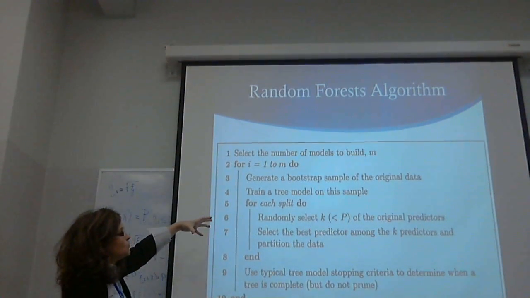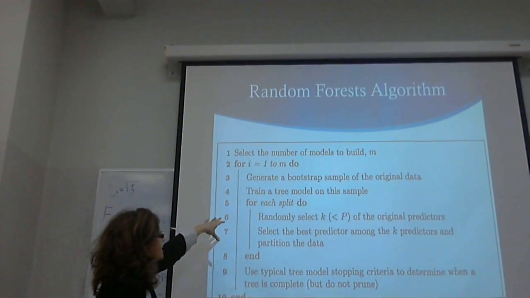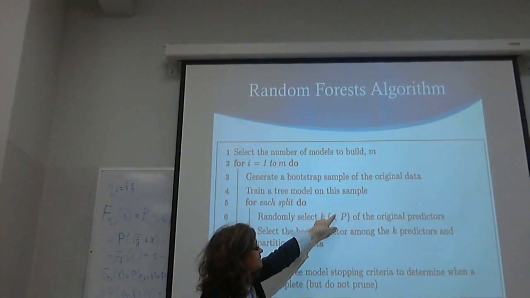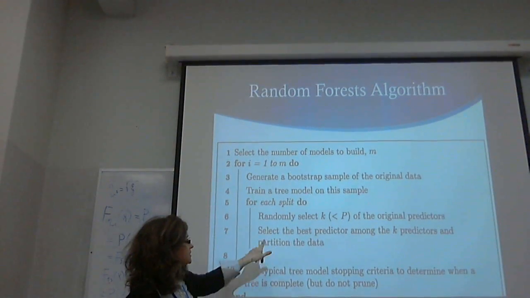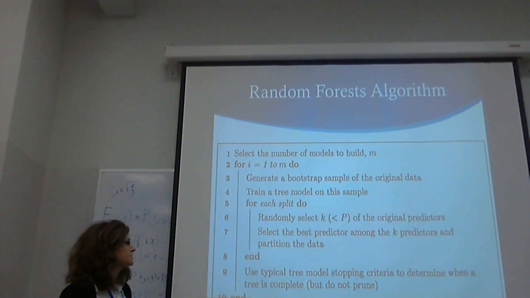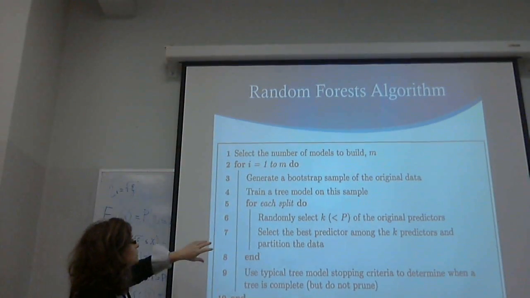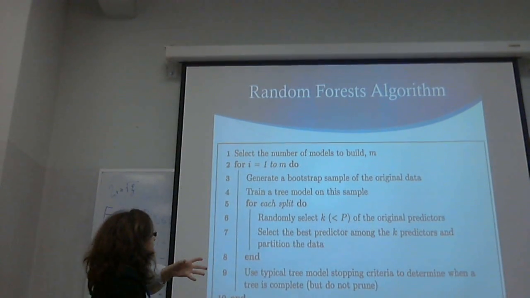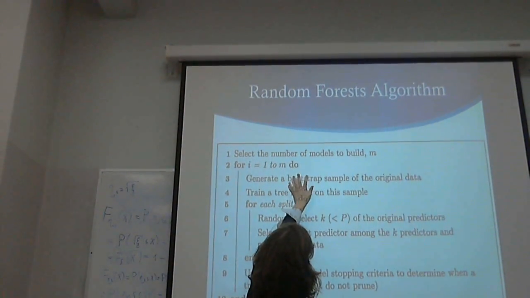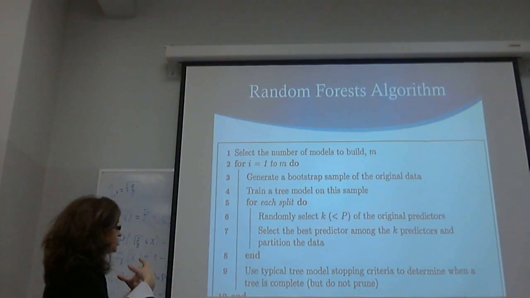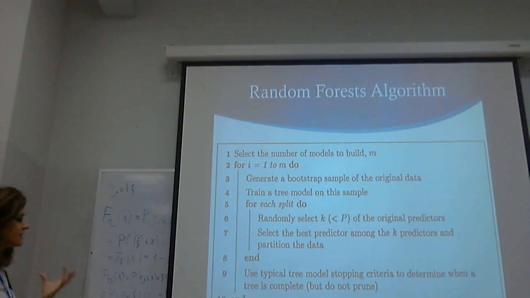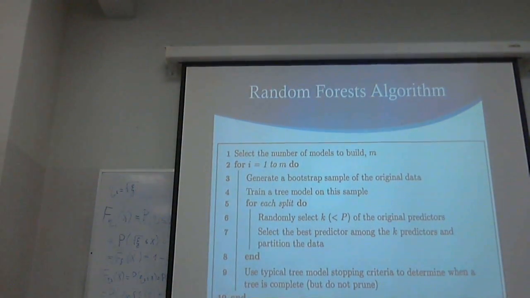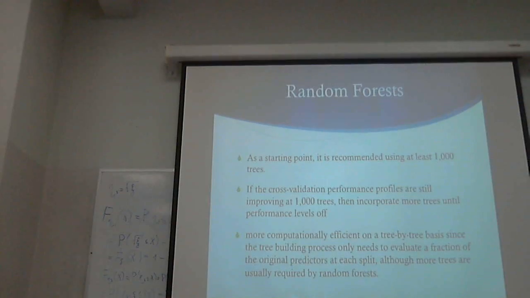So now we're not only playing with the randomly selected predictors, it's this block. Randomly select k less than p of the original predictors, and select the best predictor among the k predictors to partition the data. But we also shuffle our original data. This is where another randomness comes in. A bootstrap sample from the data would generate not exactly the same sample each time the model runs. That's it. So this is what random forest is about.